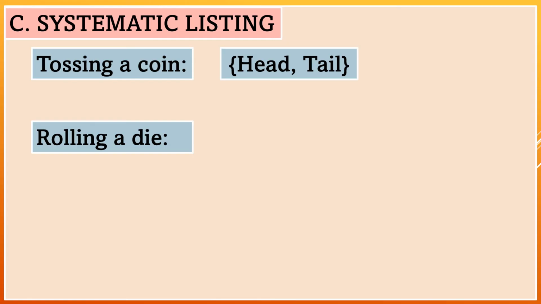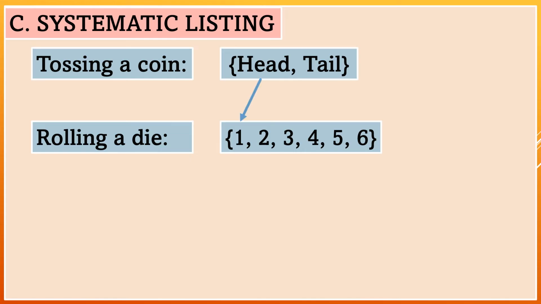And for rolling a die, just list all the possible outcomes. So we have 1, 2, 3, 4, 5, 6. And then, in finding the sample space, you're just going to pair the possible outcomes simultaneously. So we have head and 1. So one possible outcome is H1. Next try, possible outcome will be head and 2. So we have H2. So you're going to record all the possible outcomes.